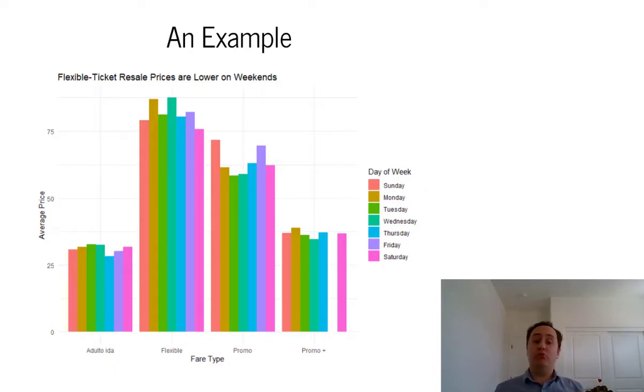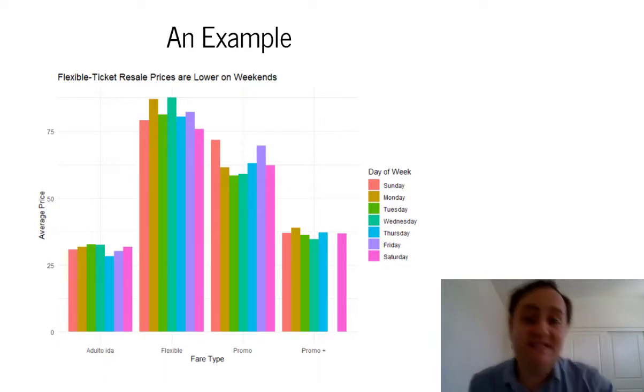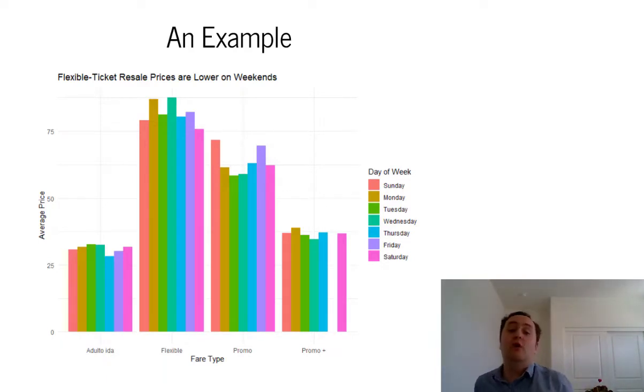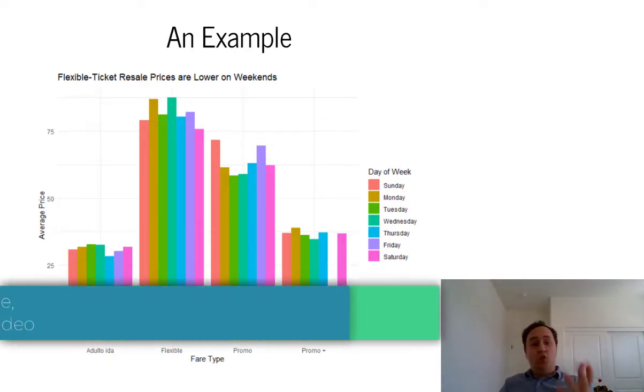This shows the price of tickets, and specifically their resale prices on different days of the week. So I've taken the average resale price of these tickets by the different ticket types. So you can see we have Adulto Ida, we have Flexible, we have Promo, we have Promo Plus, different types of tickets, and then the different days of the week. And what I noticed in this data is that the resale prices are lower on the weekends. So let's say that's the story that I'm trying to get across.